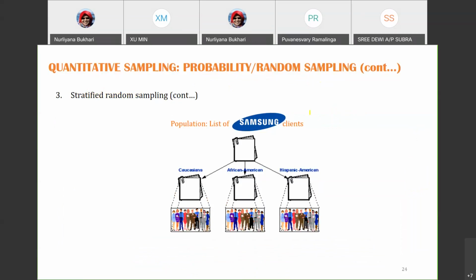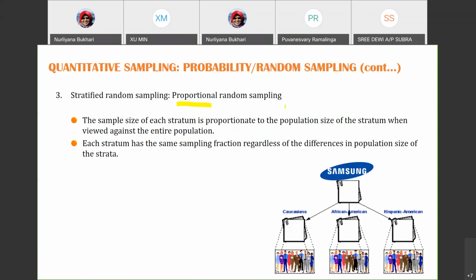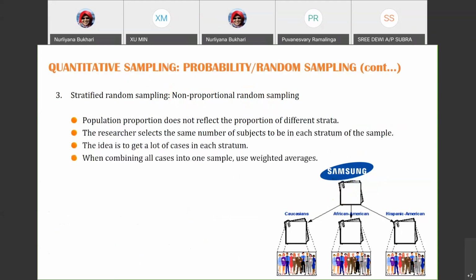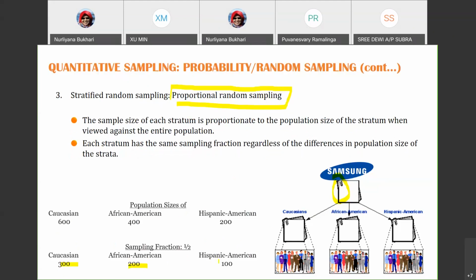Another example, a list of Samsung clients. You get the sampling frame, the list, and now you have to divide based on the ethnicity stratum. Then you select. Now, how to do the proportional? You know them based on the sampling frame, the population list. There are 600 potential Samsung clients who are white, black, and also Hispanic American. So 600, 400, 200. Now my sampling fraction, I want 50% from each, or 0.5 as the sampling fraction. So I'll get 300 Caucasian, 200 African American, and 100 Hispanic American. So those are the samples, and you have to hit this number based on this group.